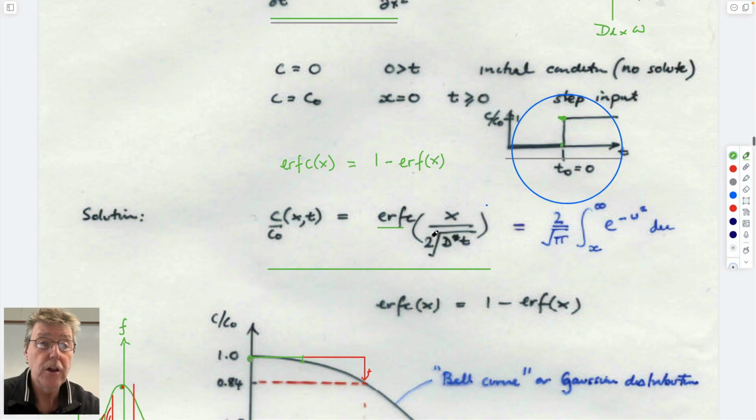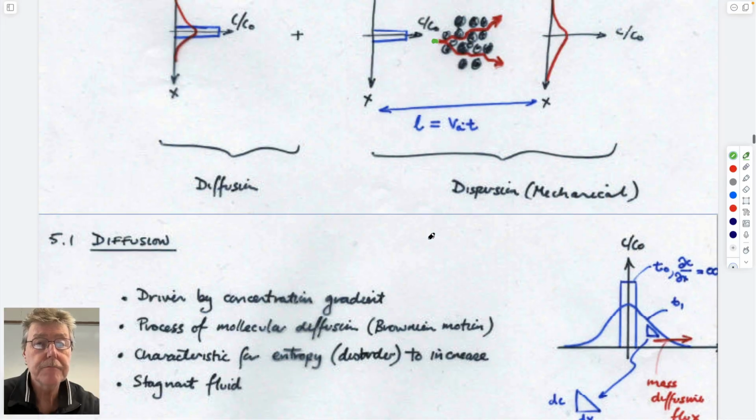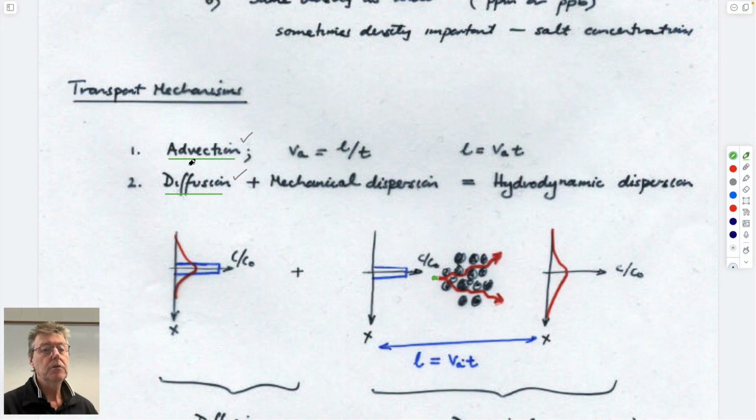So it's all very logical. I think it's all logical. Coming back to this, we made the point that because this downstream bell curve represents a spreading of the concentration, it actually looks like diffusion, but it's actually caused by mechanical dispersion. And so we should try and understand exactly what mechanical dispersion means.